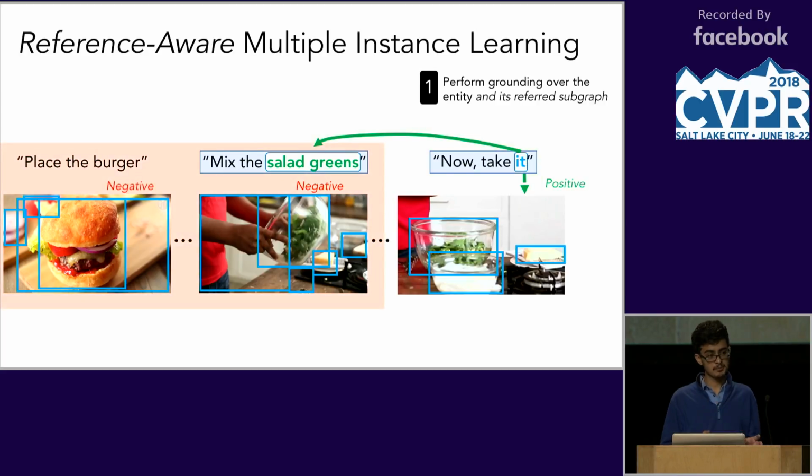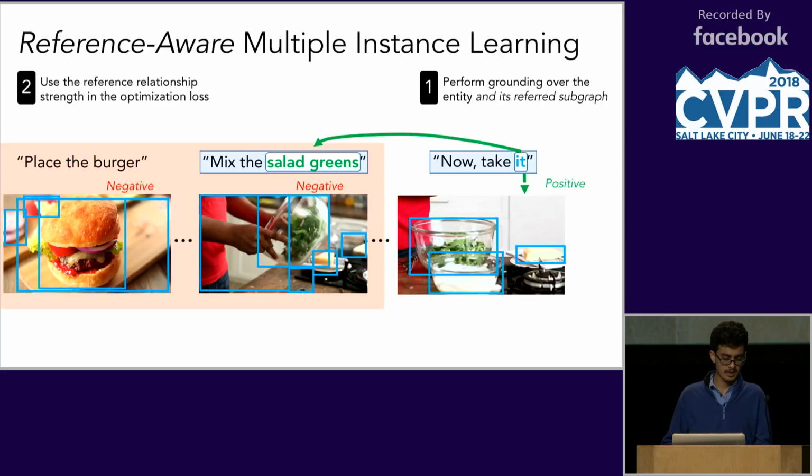Now, the second component to this is when we focus on the two sets of negative bags we have here. Clearly, the burger bag is less relevant to the grounding than its referred context. And so our second aspect to reference-aware multiple instance learning is to use the reference relationship strength in the optimization loss. In this way, we disambiguate these two bags by giving sort of partial credit if it is grounded somewhere in its context.